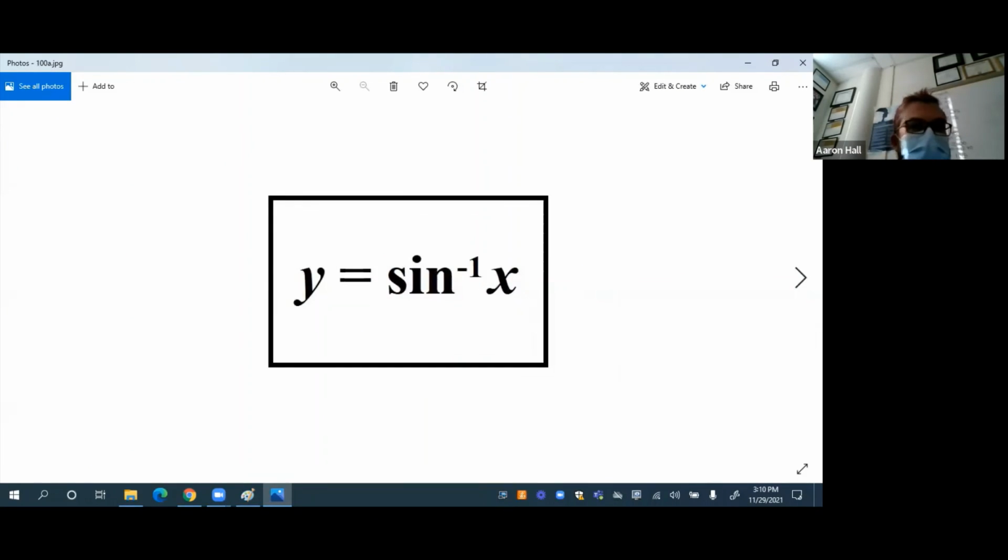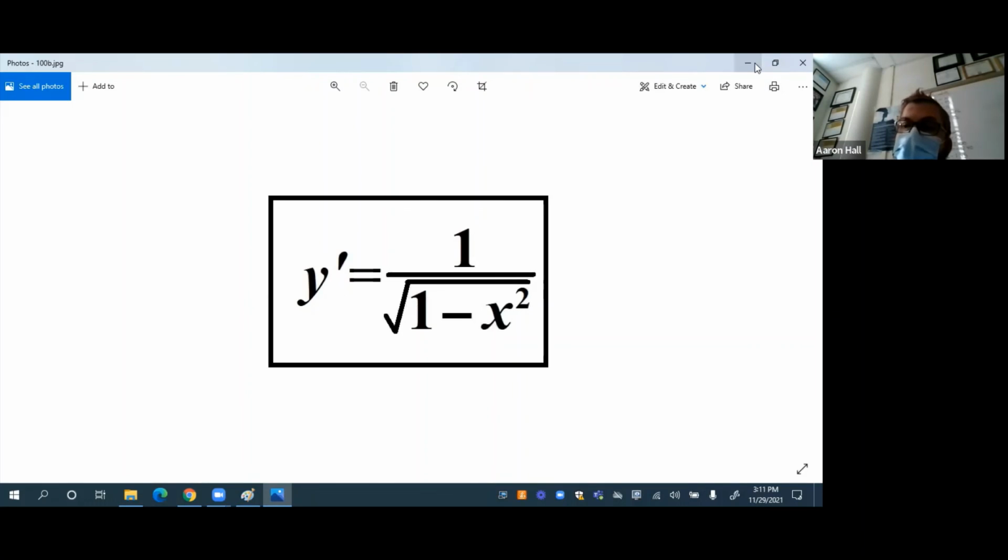What is the derivative of the inverse of sine of x? Is it going to be negative? No, because this is not a cofunction. My cofunctions are cosine, cosecant, and cotangent. This is not a cofunction, so it's not going to be negative. One more time, what's the derivative of the inverse of sine? Yeah, 1 over the square root of 1 minus x squared.